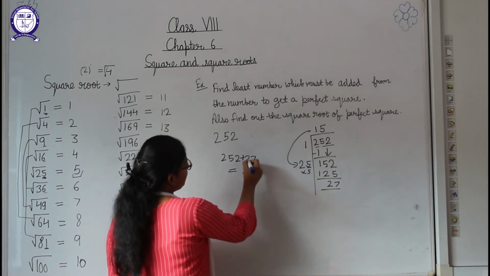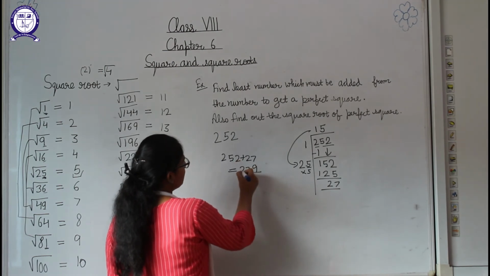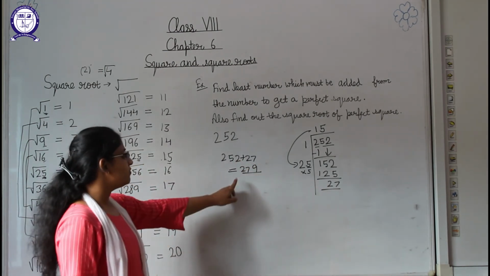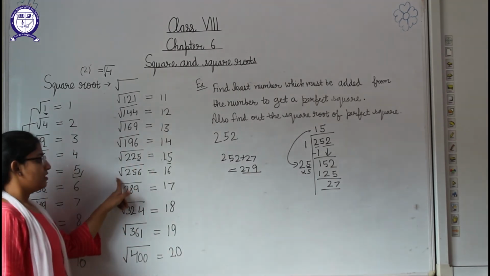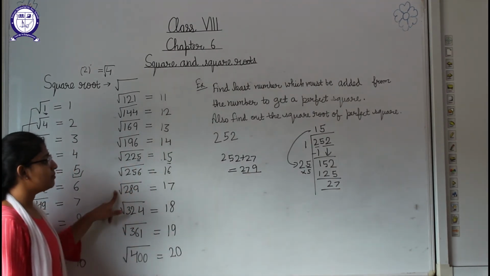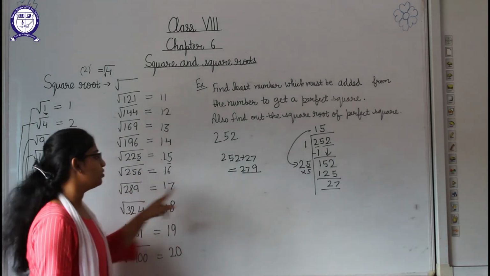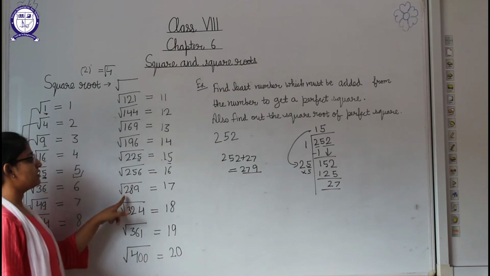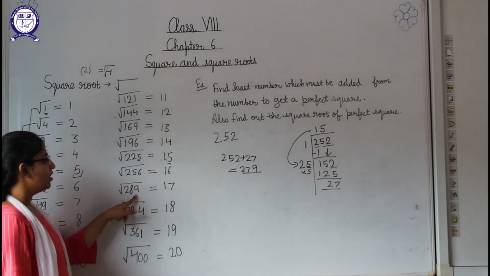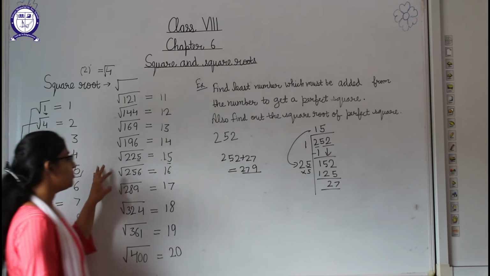7 plus 2 will be 9, 5 plus 2 will be 7, and 2 will remain the same. Now what are we getting? We are getting 279 here. Can you check whether 279 is a perfect square? No, because 256 is a perfect square, and after 256, 289 is the perfect square. And 279 is between both of them.